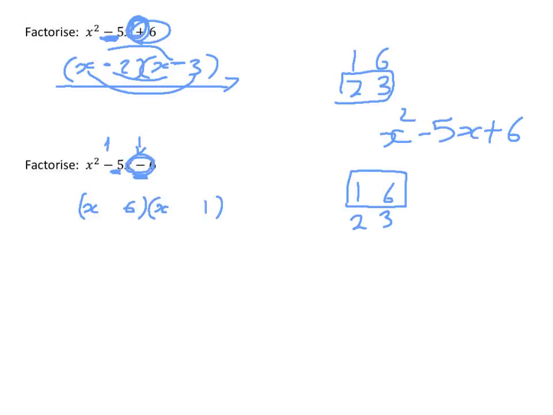Now I look to this negative. That says the sign of the bigger number in each bracket is negative. Well, 6 is bigger than 1. So 6 must be negative. Remember, the signs are different. So if that's negative, that must be positive.